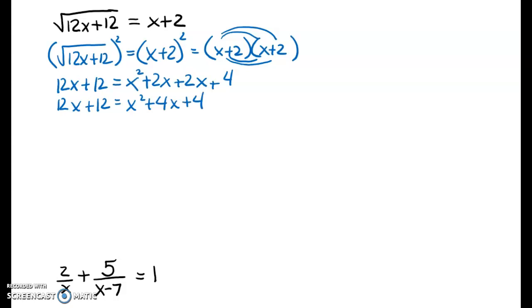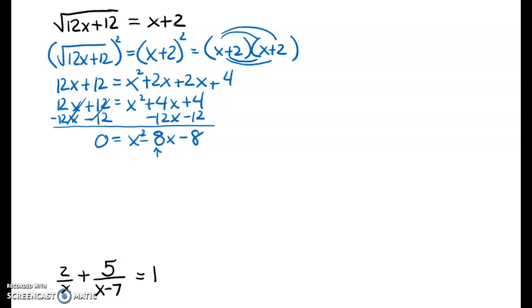So again, I'm going to set this equal to 0 before I decide on a method. I'm going to subtract 12x from both sides, and I'm going to subtract 12 from both sides. And notice I line those up under their like terms. So I get x squared minus 8x minus 8. Well, there are no factors of negative 8 that add to negative 8. So for this one, because this b term is even, I'm going to go ahead and use completing the square.